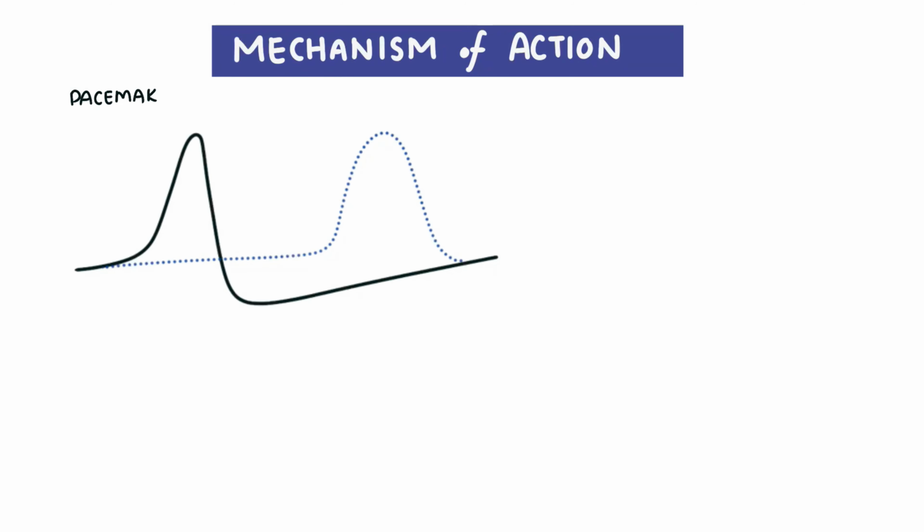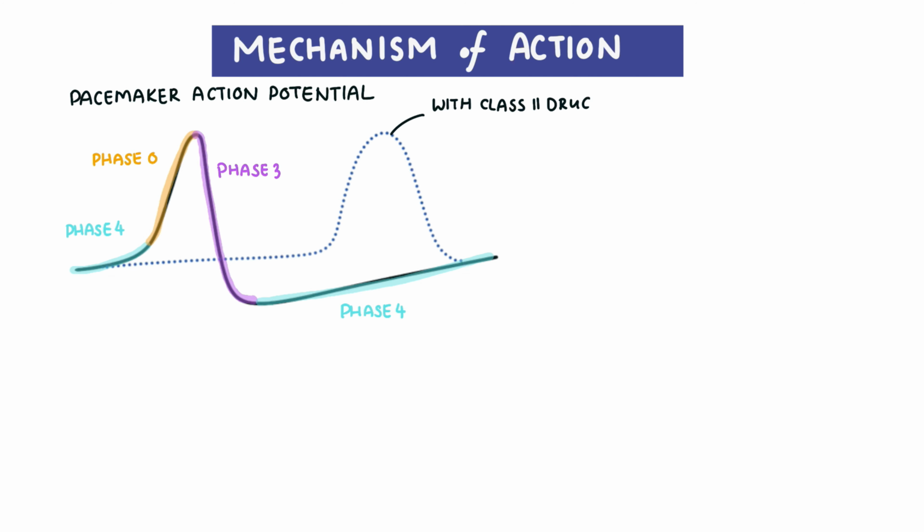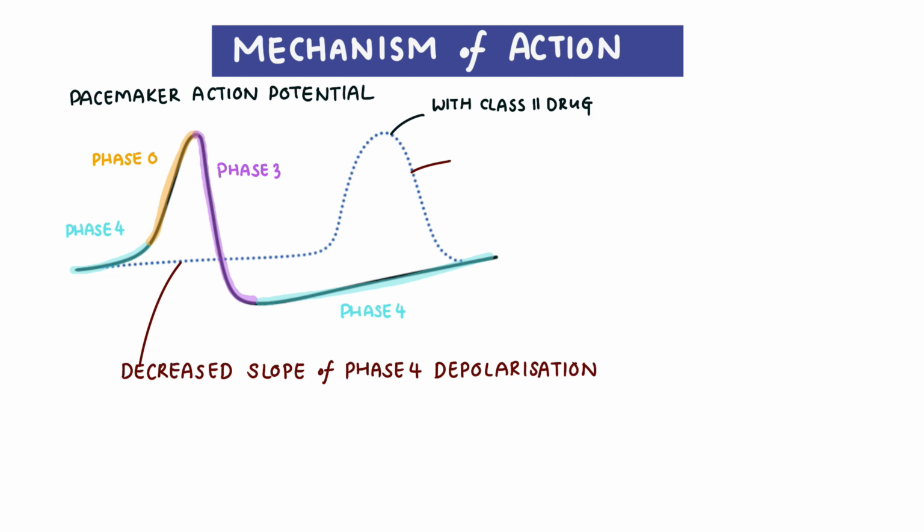Now let's see how they work on a cellular level. Beta blockers primarily target the slow response action potential in pacemaker cells. They affect two key parts of the action potential. First, they decrease the slope of phase 4 depolarization. Second, they prolong the repolarization in phase 3. Class 2 drugs also increase the PR interval on the ECG.